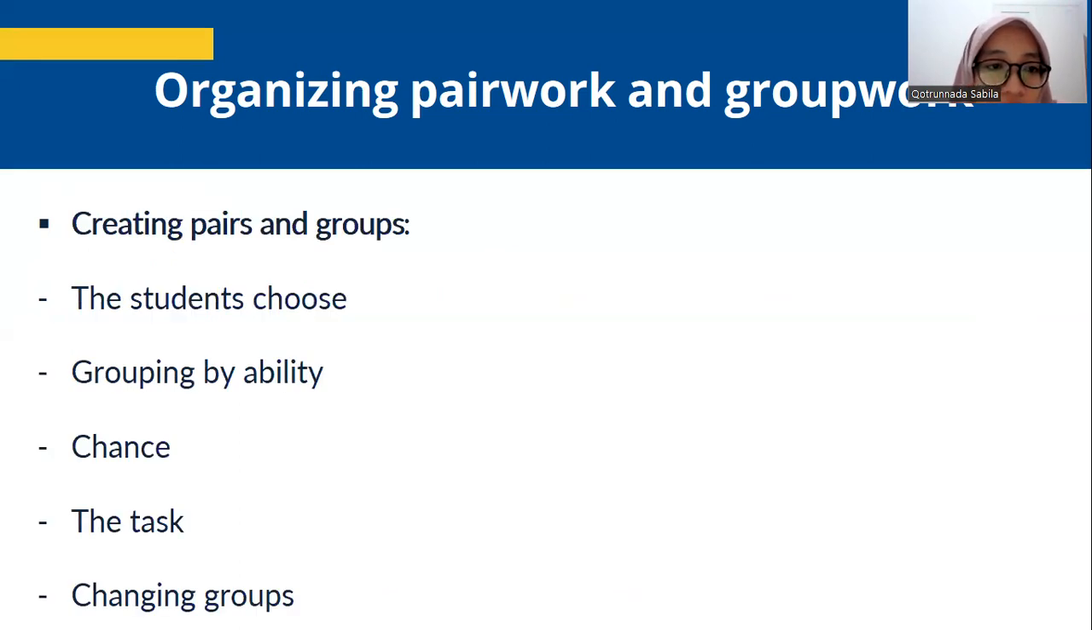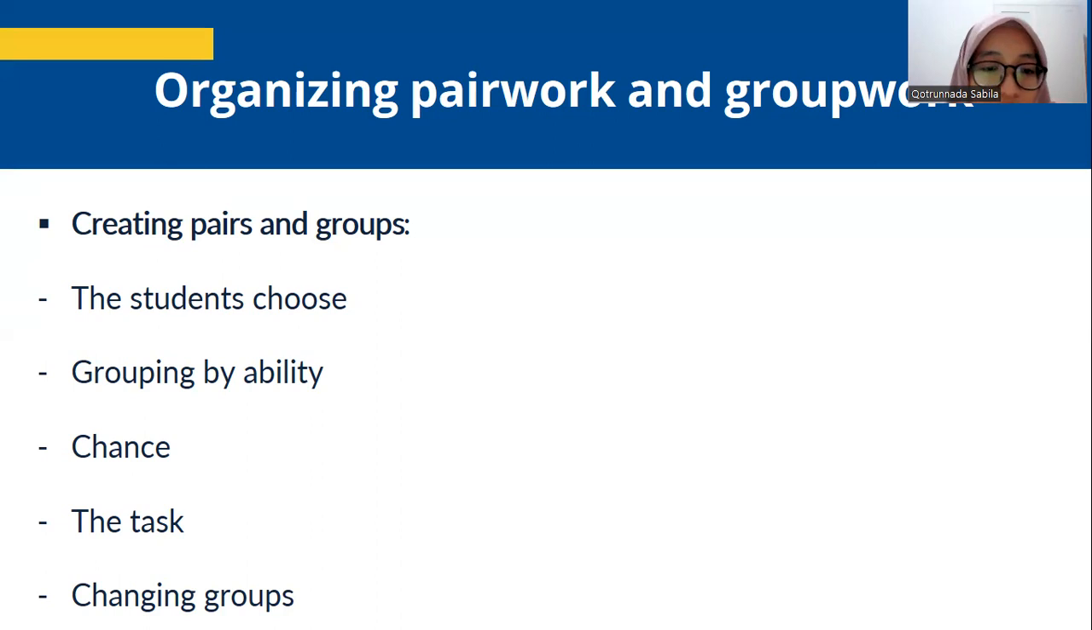And then for how to create pairs and groups, the first is that the students choose. A key consideration when putting students in pairs or groups is to make sure that we put friends with friends. And then grouping by ability. We can create groups where all the students in a group are at the same level.